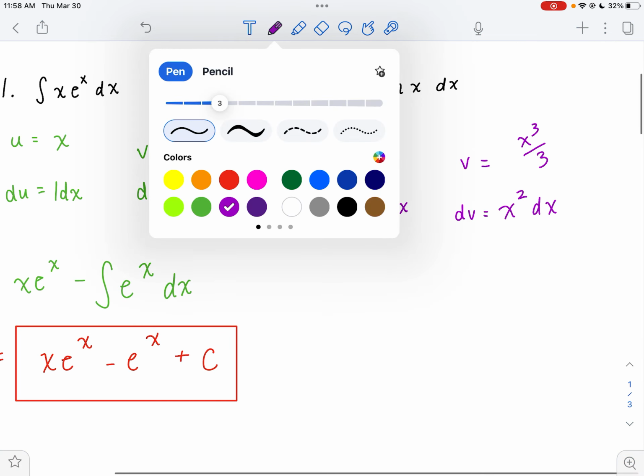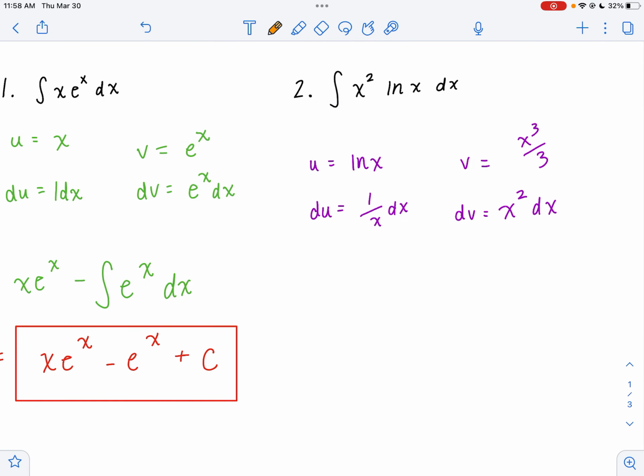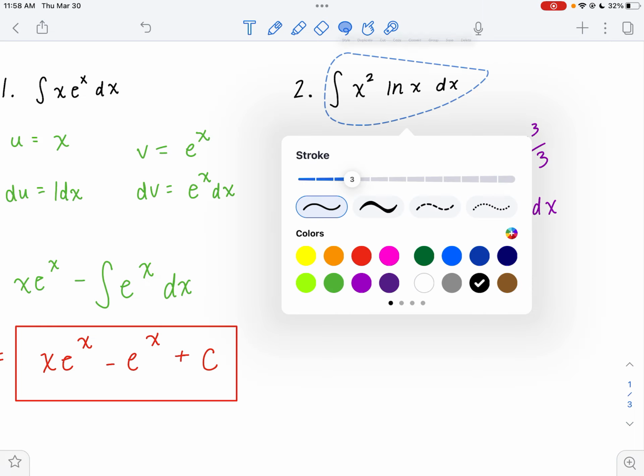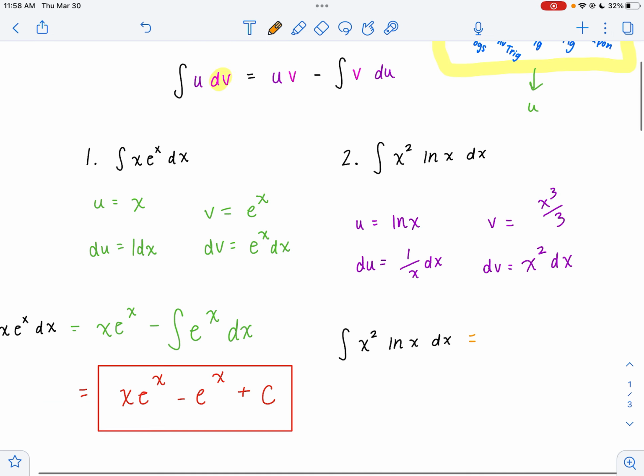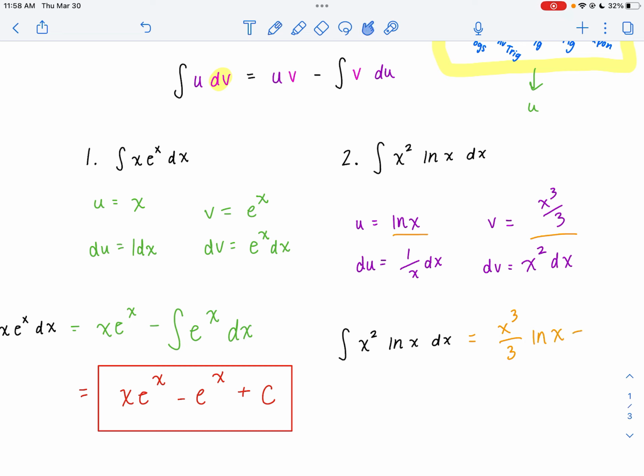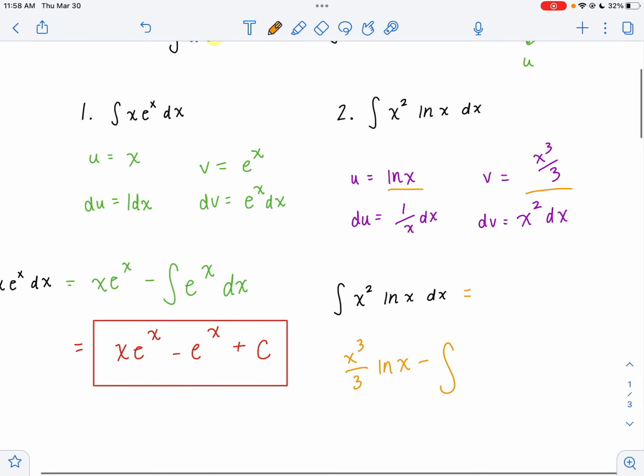So now, again, we can use all of this to figure out how to get our final answer. We're still integrating our original problem. Maybe I will copy and paste that and say, now this is equal to uv. So u and v would be our top pieces. So I'm going to say just x to the third over 3 times natural log of x minus whatever this next integral might be. And that is v du.